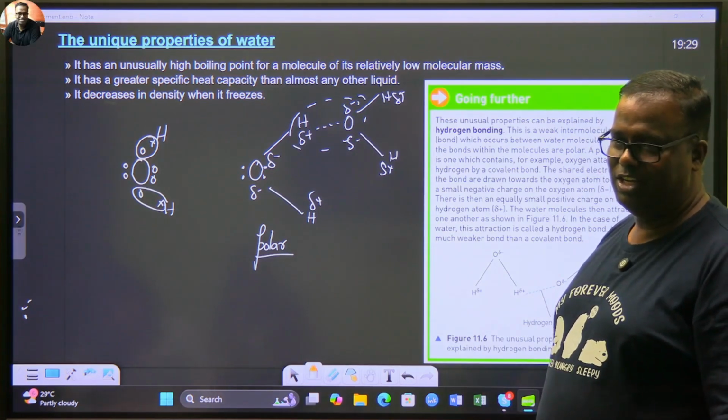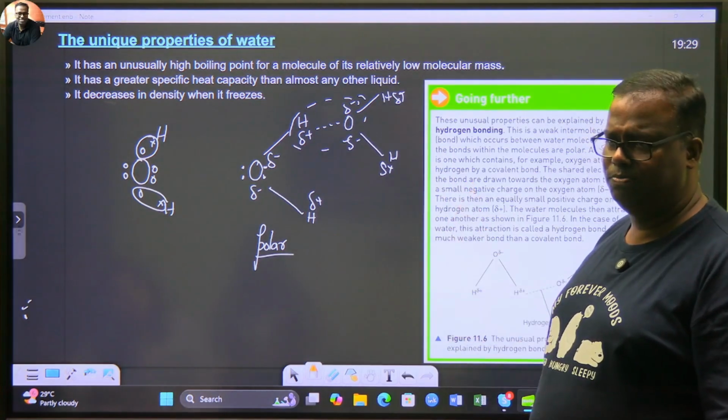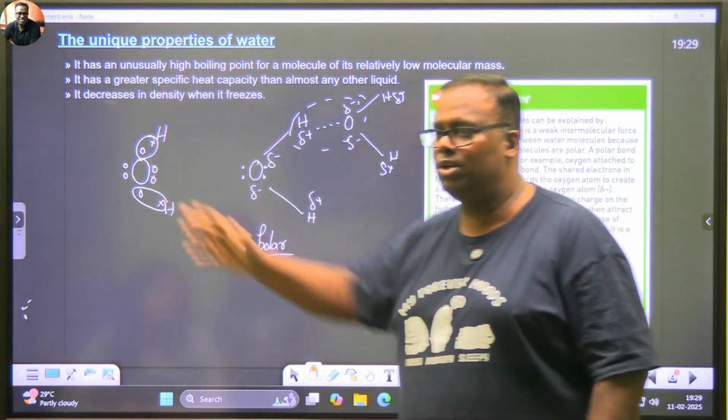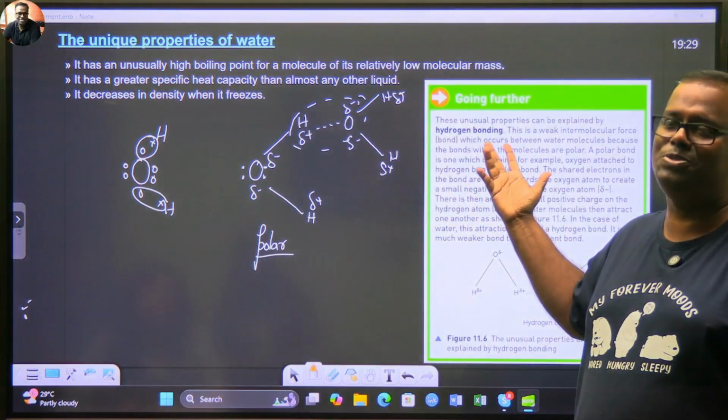Clear? Hydrogen bond. So this has nothing to do with volume. These are some unique properties of water, three of which are in your syllabus. One is a further read, but I found the further read is also interesting, so you should know.